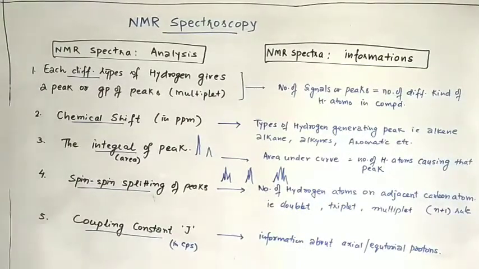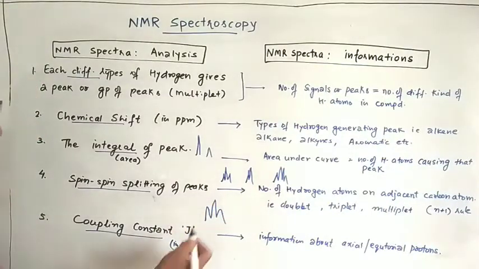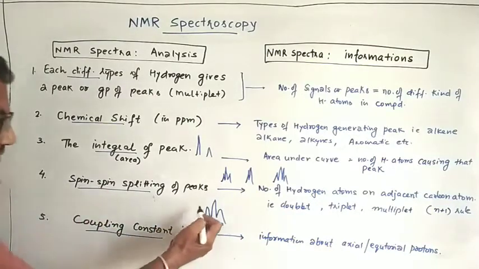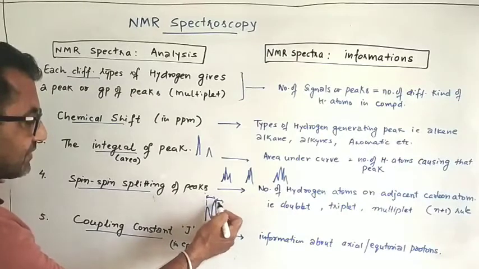The last information that we get from the NMR spectra is the coupling constant. Coupling constant is just a distance. Suppose this is a triplet, 1, 2, 3 peaks. One peak split into 3. So this distance, this distance or this distance is always constant.